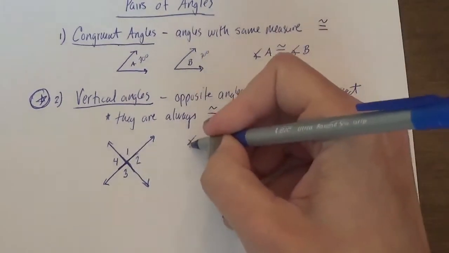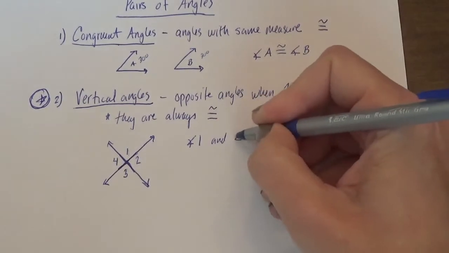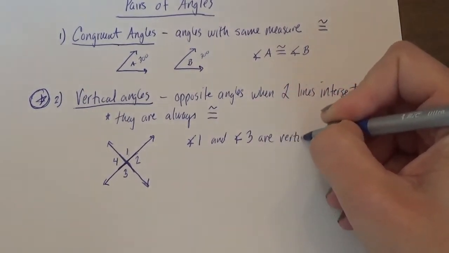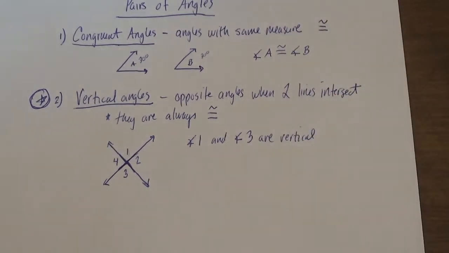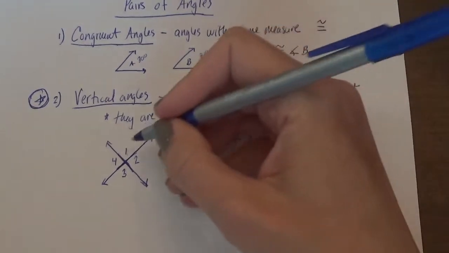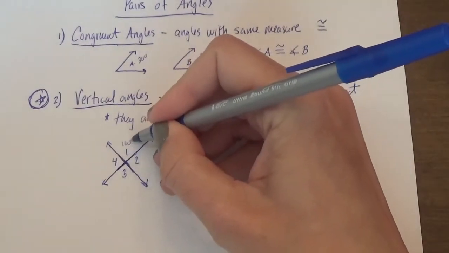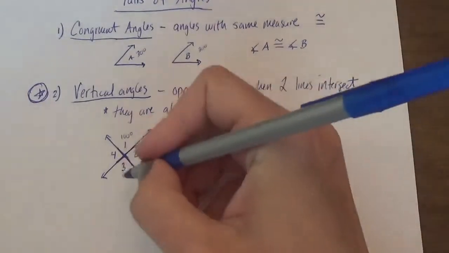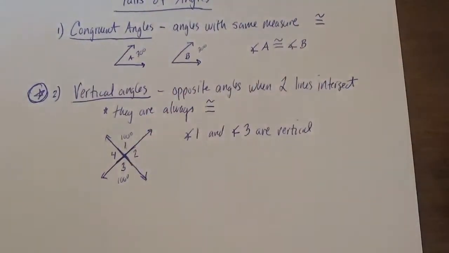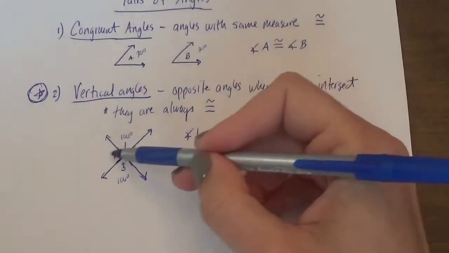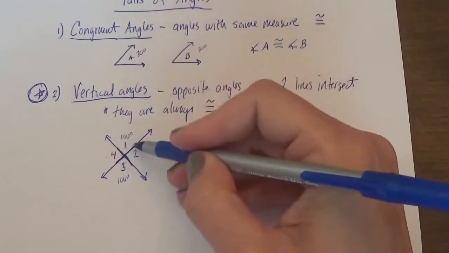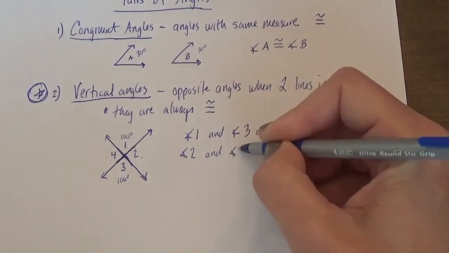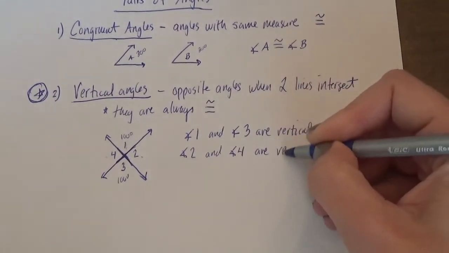So angle 1 and angle 3 are vertical, which means they're equal to each other, right? If one was 100 degrees, guess what angle 3 is? Yep, 100 degrees. Boom. Now the other two angles, they're kind of partners, they're across from each other. So angle 2 and angle 4 are vertical.